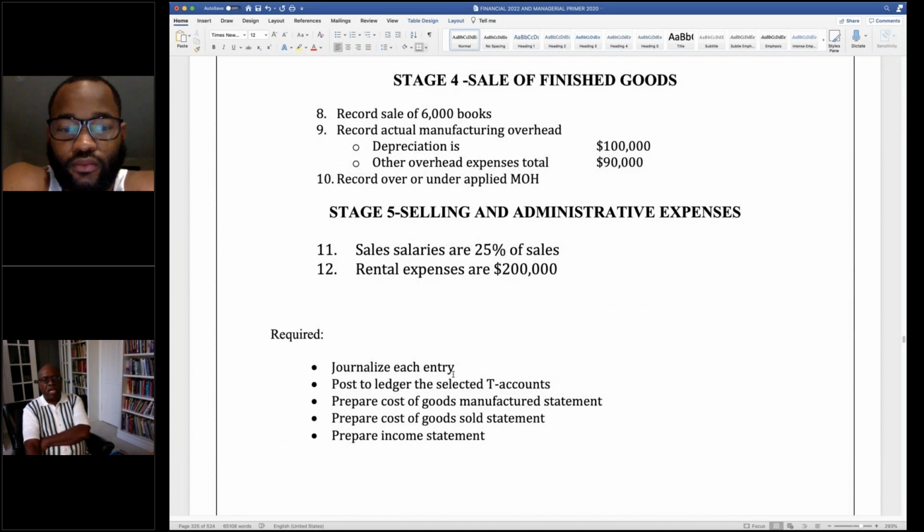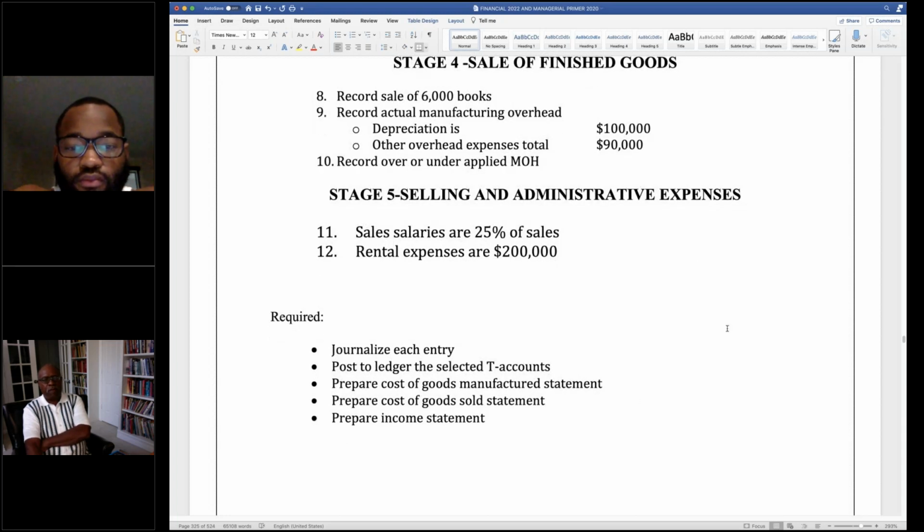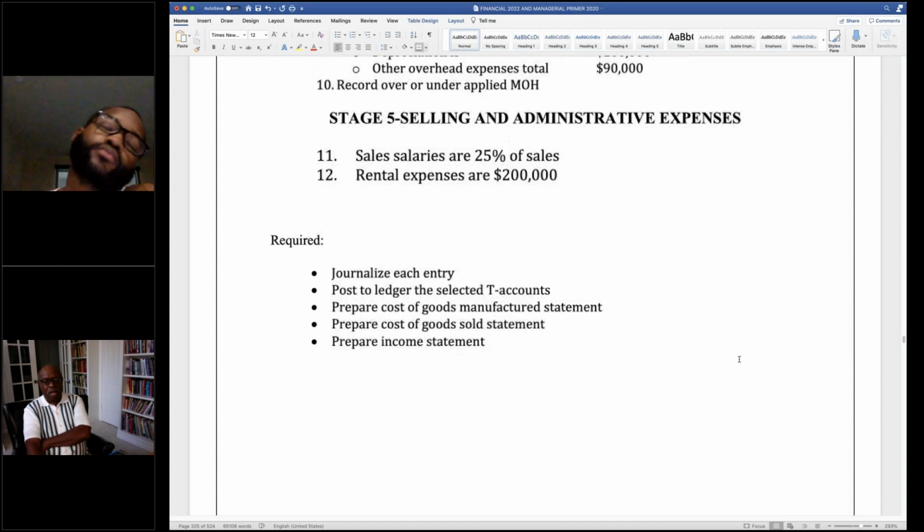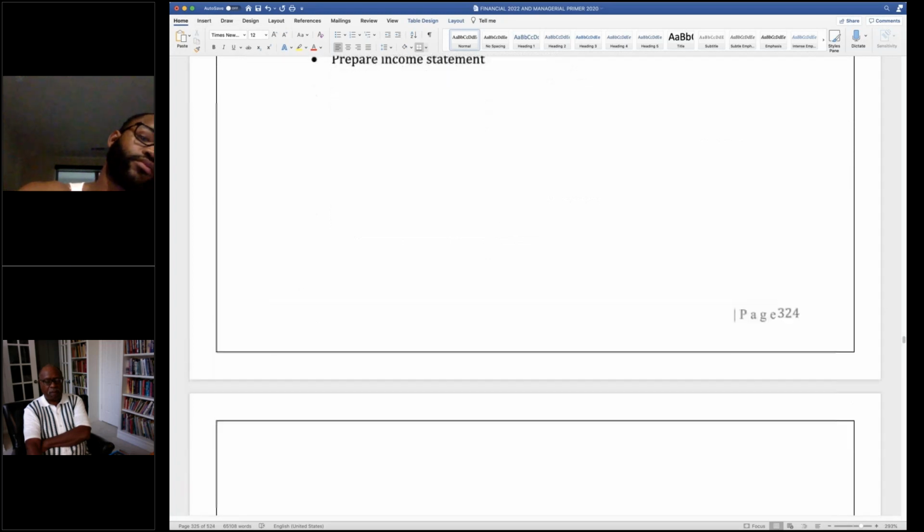And you have to journalize each entry, post to the ledger and the selected T accounts, prepare a cost of goods manufactured statement, a cost of goods sold statement, and an income statement. So that's what you're required to do here. This is what the team will be required to do on Thursday.